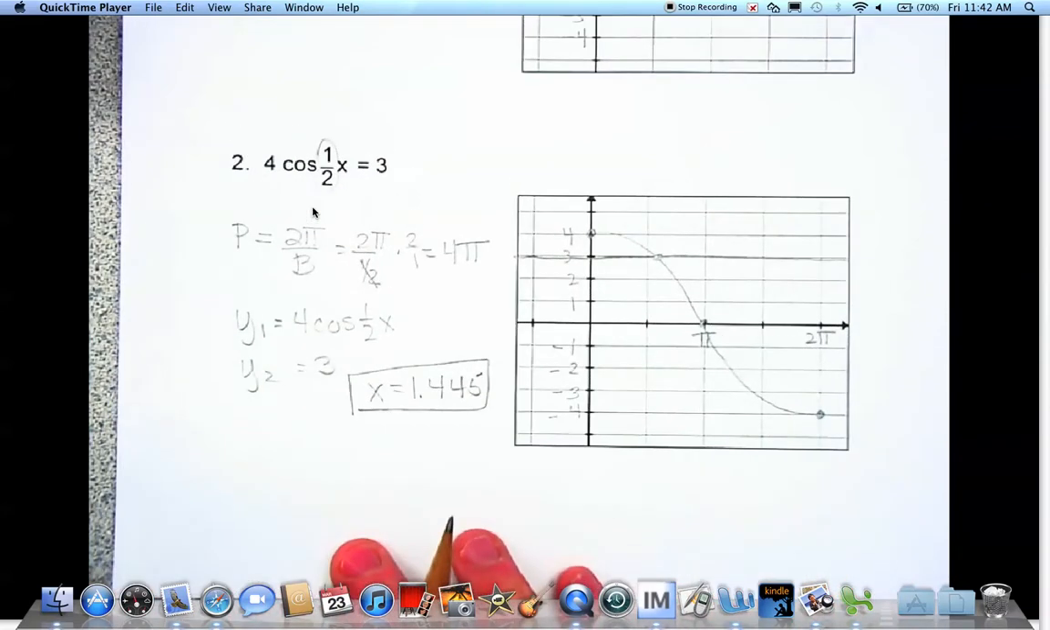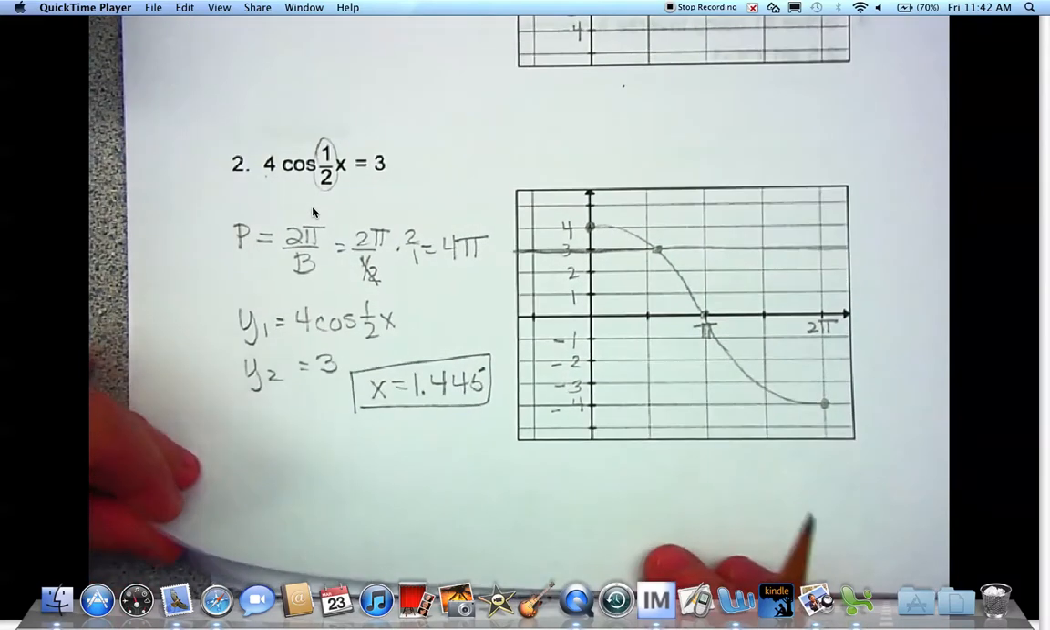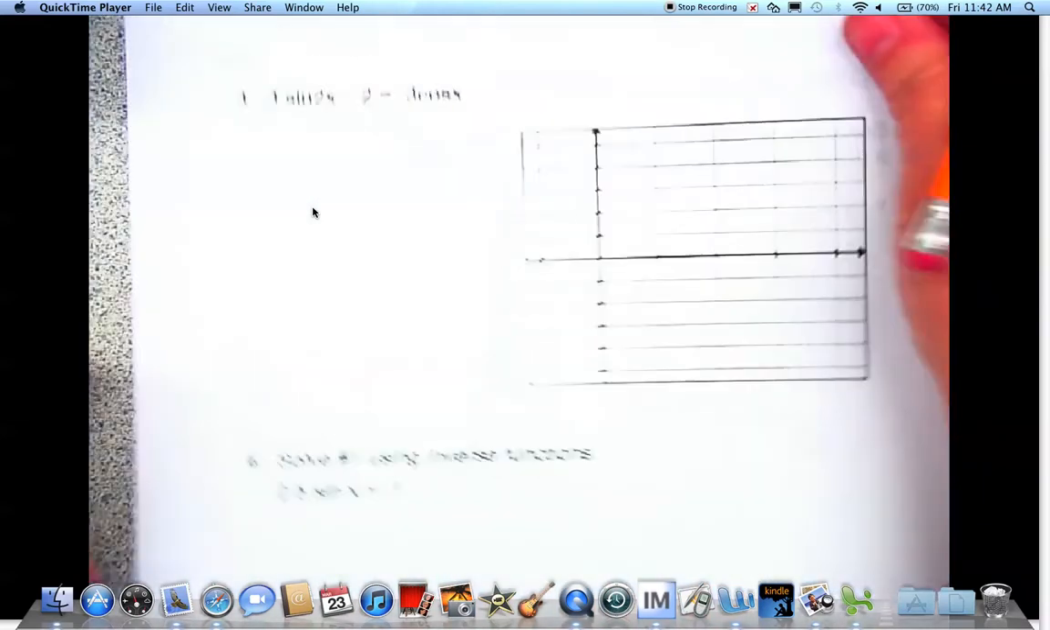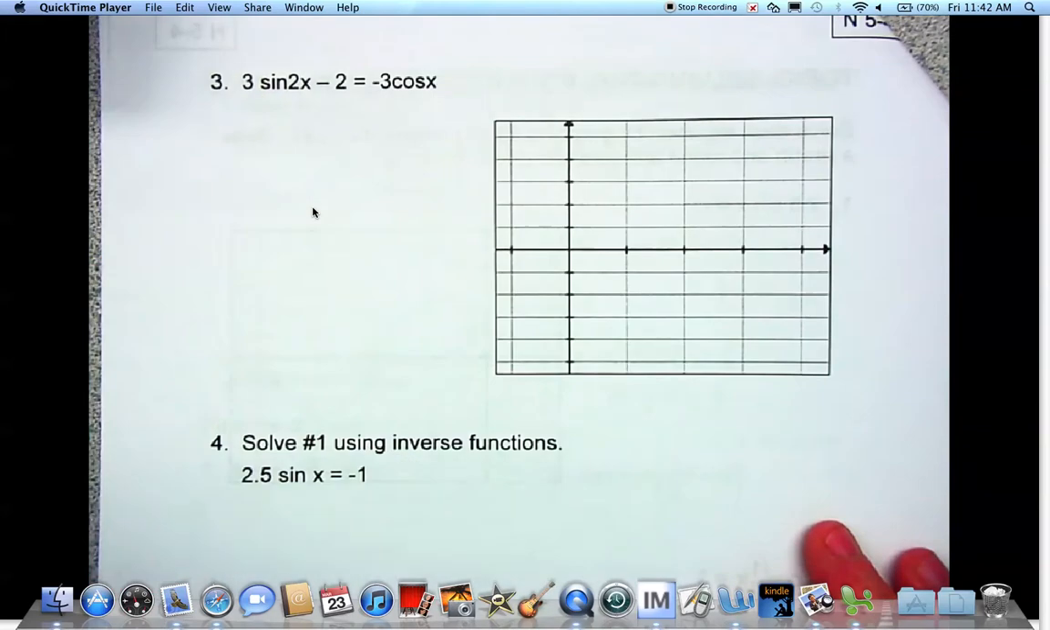Are y'all okay? Does it get harder? I promise, the only thing that gets harder is a little more complicated graphing, but that's it.